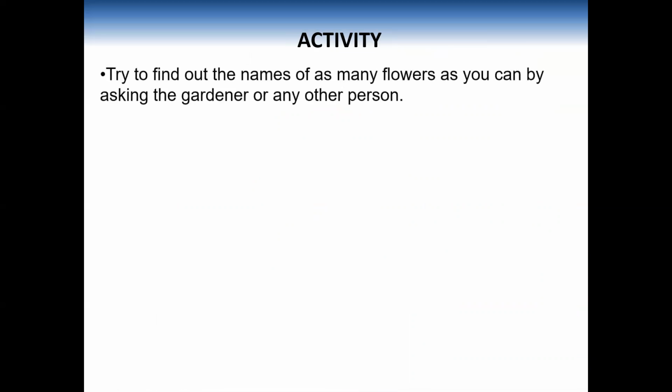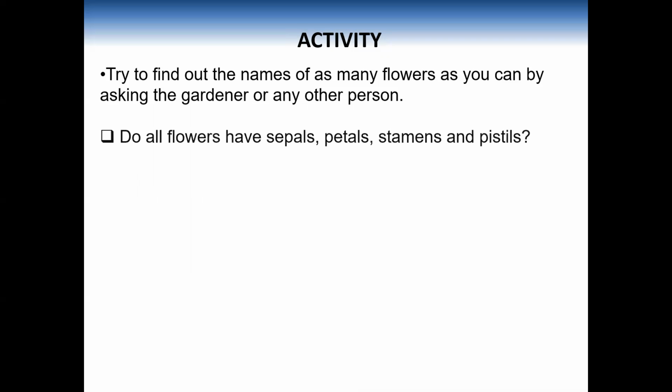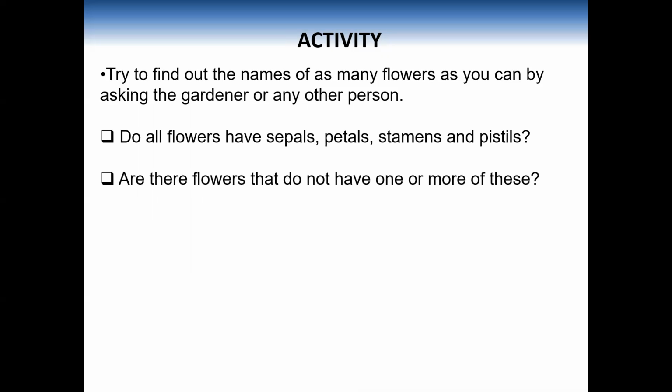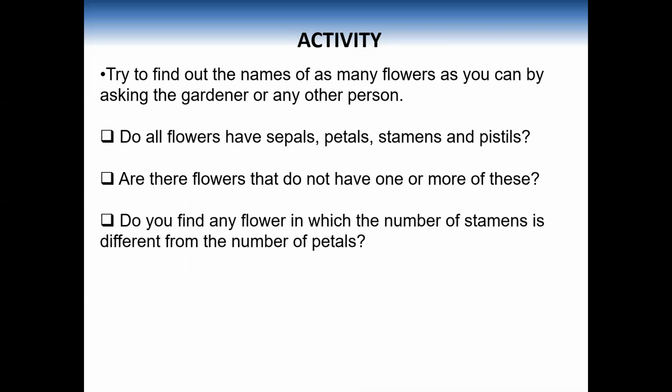Okay, try to do this activity when you go on any field trip. Try to find out the names of as many flowers as you can by asking the gardener or any other person, and try to find out some of the answers of these questions. Do all flowers have sepals, petals, stamens, and pistil? Are there flowers that do not have one or more of these? Do you find any flower in which the number of stamens is different from the number of petals? Try to find out the answers of these questions.